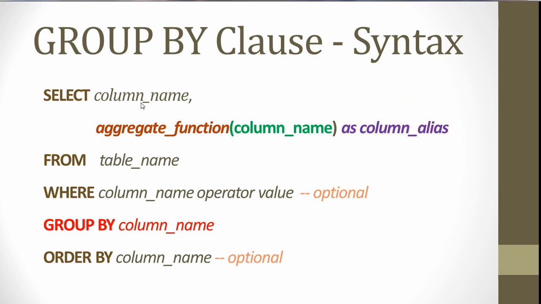We have the select column name and another column on which the aggregate function is being applied. Then we have the from table name, which we know is a must, and then an optional where statement. Then we have the group by, and this column is pretty much the same one as in the select. Whatever column you apply the aggregate function on is generally not included in the group by. It actually doesn't make a whole lot of sense to do that.